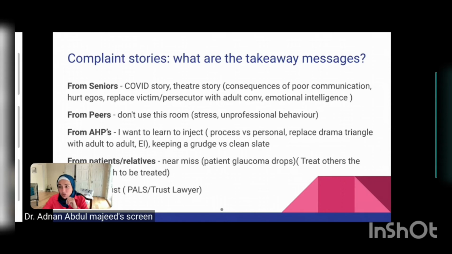So remember I said we're going to talk about common complaints. I'm going to share with you some scenarios, complaint stories. And when I'm sharing the scenario, think about what the takeaway message is. So from seniors, the COVID story, what was the COVID?